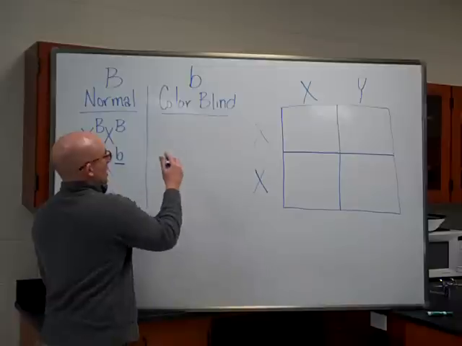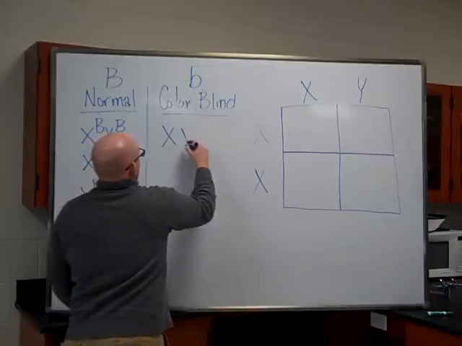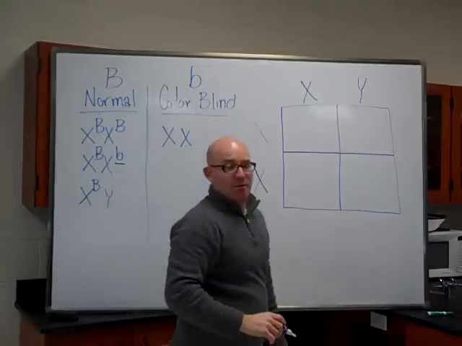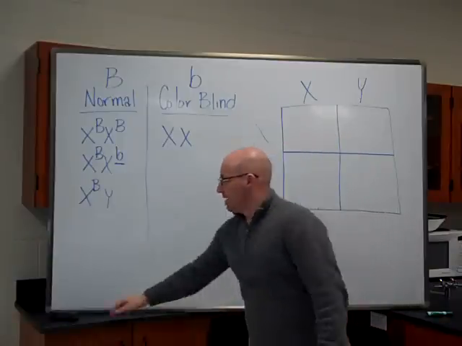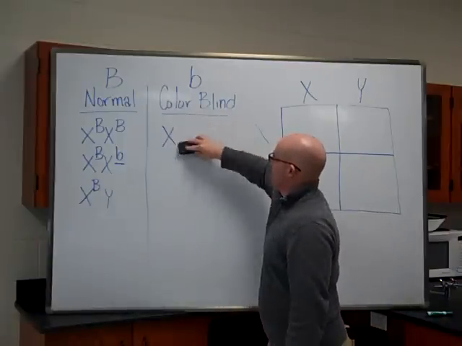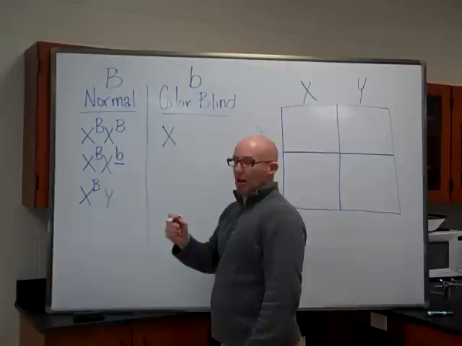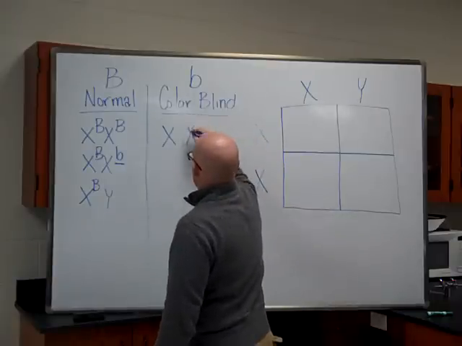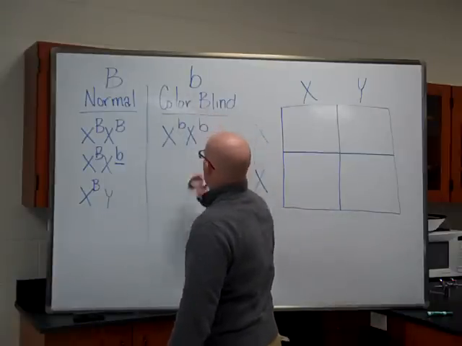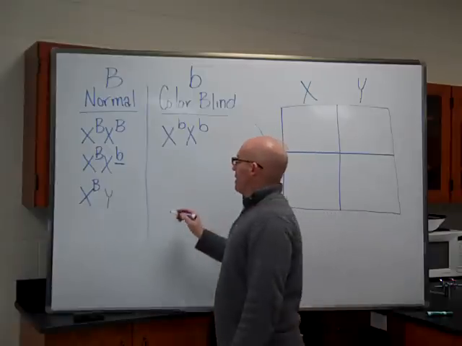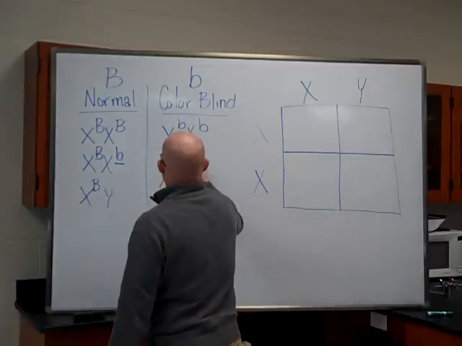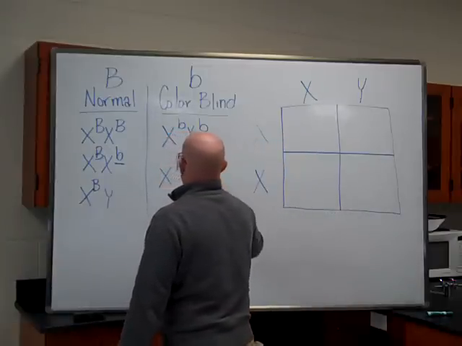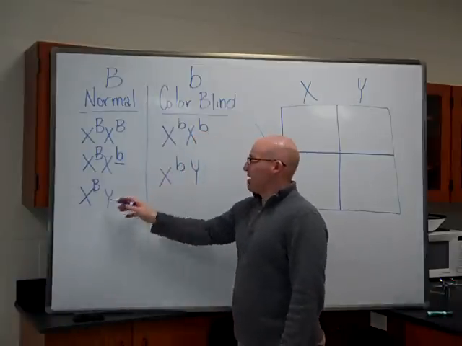Now, to be colorblind, there's only one possibility for the female, because it's a recessive disorder. If it is a colorblind female, she must be X little b, X little b. If it is a colorblind male, he must be X little b, Y. Makes him or breaks him.